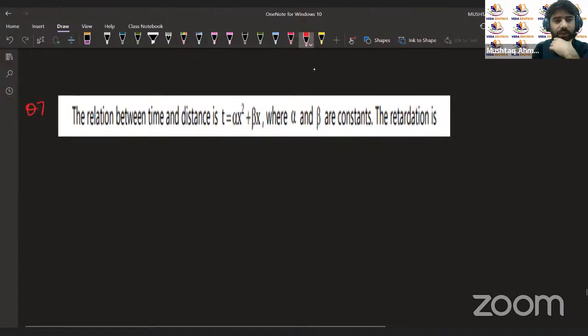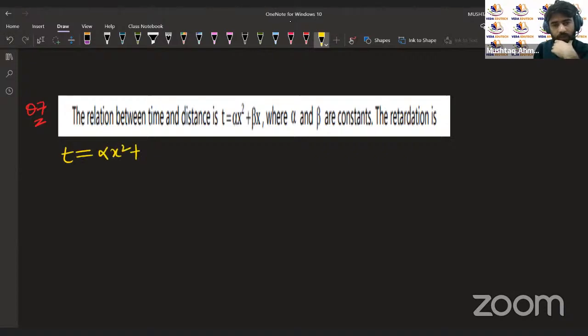This is our question number 7. Question 7 says that the relation between time and distance is given as t is equal to alpha x² plus beta x. We have been given time as a function of position. We have to calculate the retardation, or the acceleration. It means we have to calculate d²x/dt², or dv/dt.